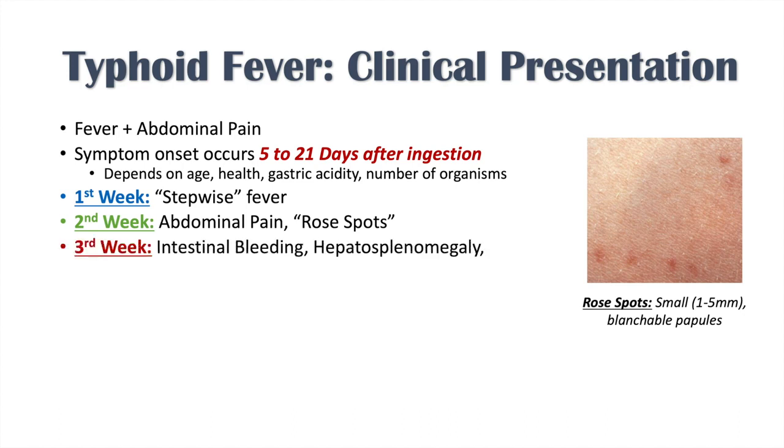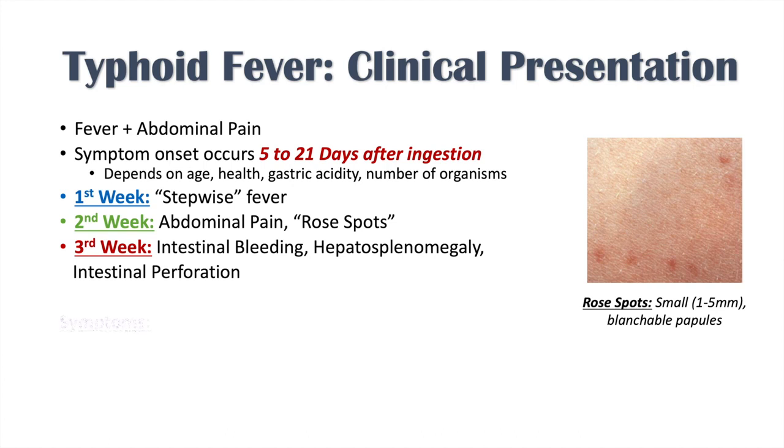And in the third week, you're going to see some of the worsening symptoms. You're going to see intestinal bleeding, so you might see hematochezia, melena. You're also going to get hepatosplenomegaly, so an enlargement of the liver and the spleen, and you could also see intestinal perforation. So essentially, because of all that proliferating bacteria within the submucosa, you might actually cause an intestinal perforation.